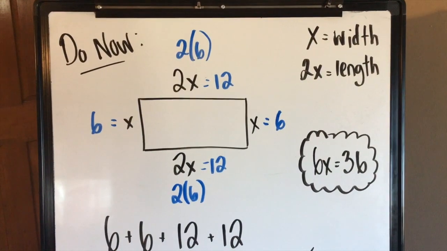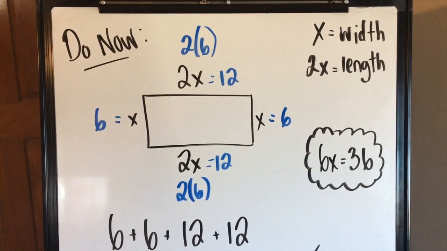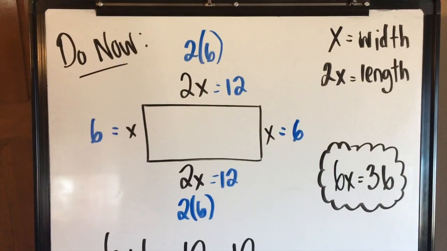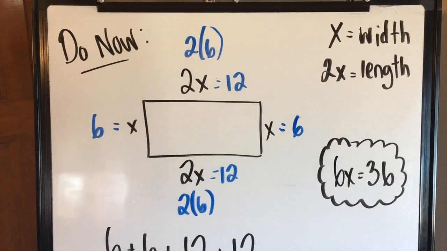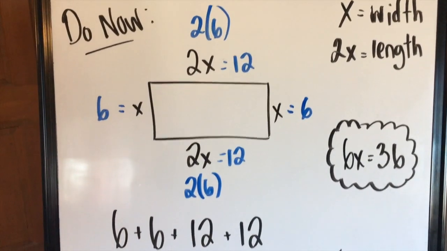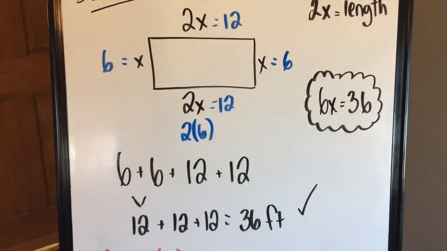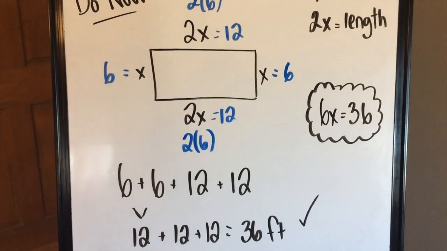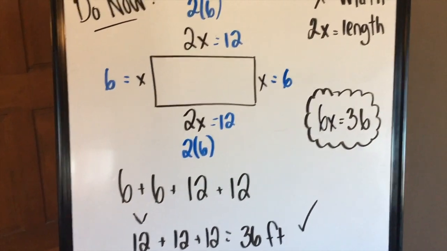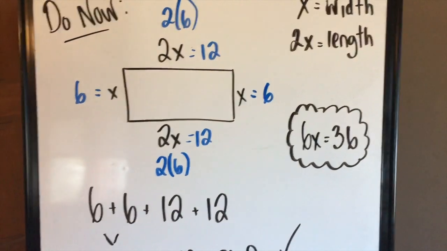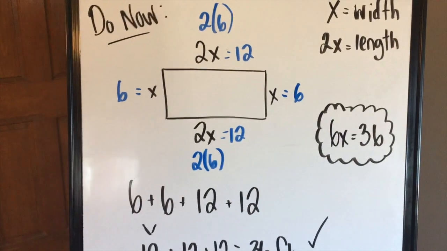So this is a continuation of the do now. What I first did, I substituted 6 for x. So I plugged it in and calculated all the lengths. So 2x became 12, which is 2 times 6, and the other side lengths became 6. From there I added them up, 6 plus 6 plus 12 plus 12, in other words 12 times 3, and that got me the perimeter of 36 feet. So that ended up matching the information given to me. So my equation for that part of the problem is 6x equals 36. That helped me find all the side lengths.